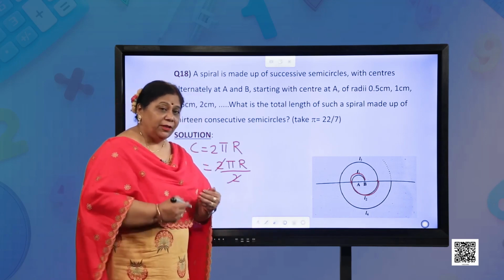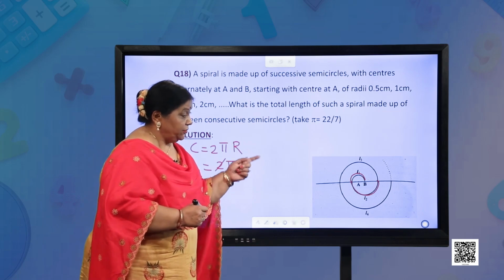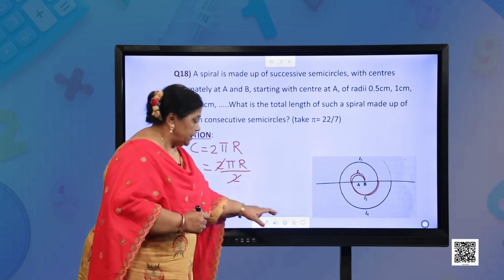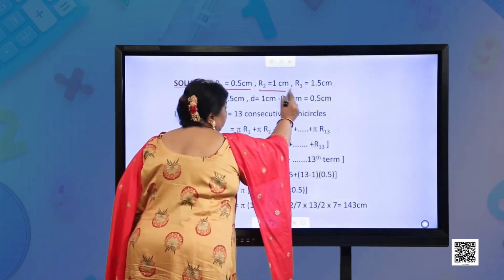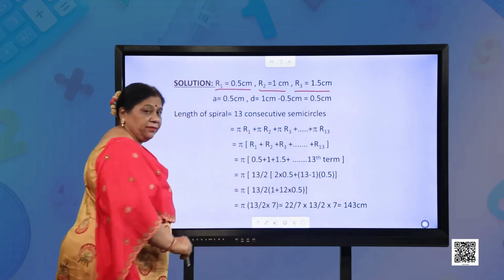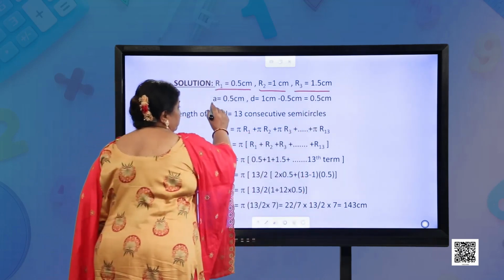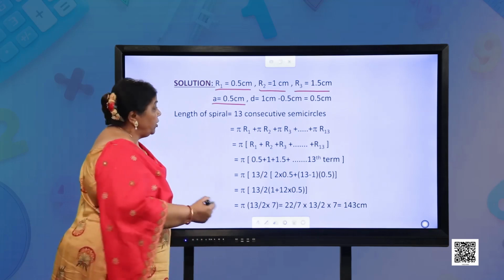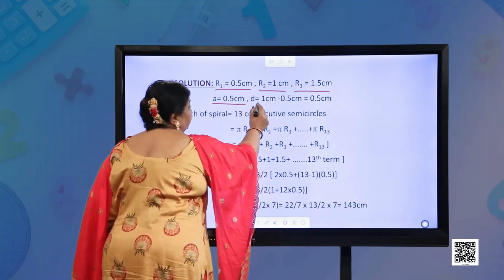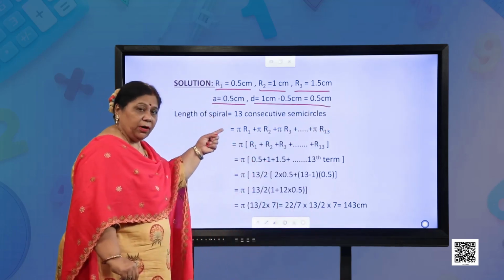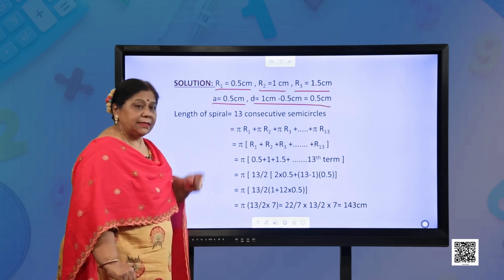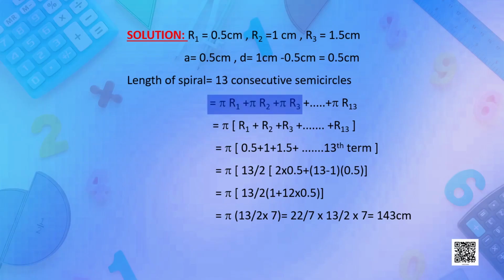How will we find the length of the semicircular rounds? See here, we have R1 as 0.5 centimeters, R2 as 1 centimeter, R3 is 1.5 centimeters. So, the first term becomes 0.5 centimeters. What is the common difference? 1 minus 0.5, it is 0.5 centimeters. So, the length of the spiral of 13 consecutive semicircles is equal to pi r1 plus pi r2 plus pi r3 and so on till pi r13.